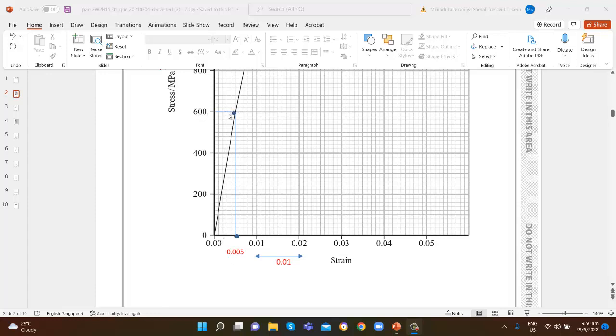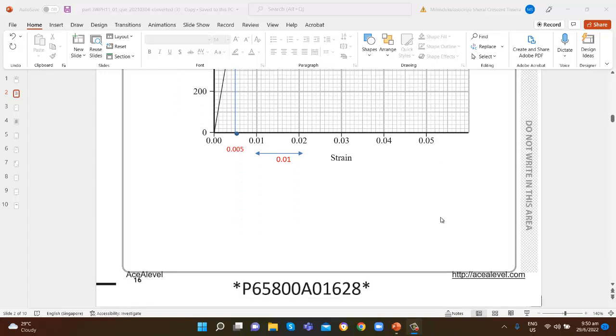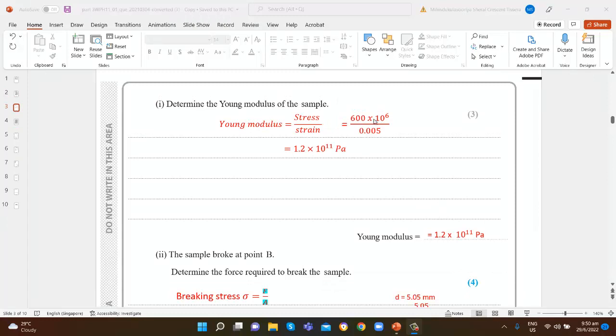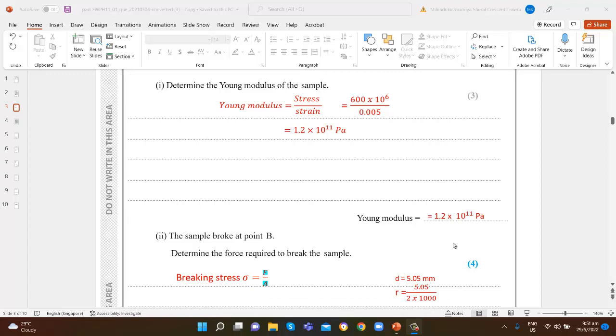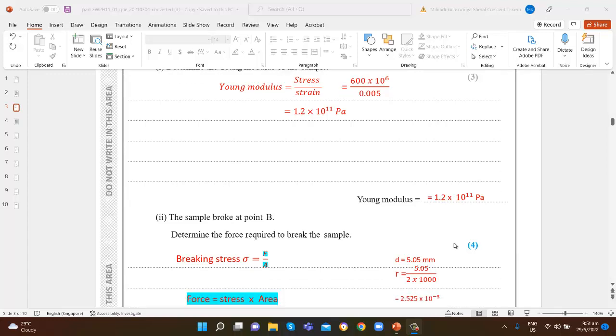Then see, the stress is going to be 600 and the strain is going to be half of the length. That is, we have 0.01 divided by 2, which gives you 0.005. Very easy. So substitute stress 600 into 10 to the power 6, strain 0.005, then you get 1.2 into 10 to the power 11 Pascal. So the Young modulus is 1.2 into 10 to the power 11 Pascal.